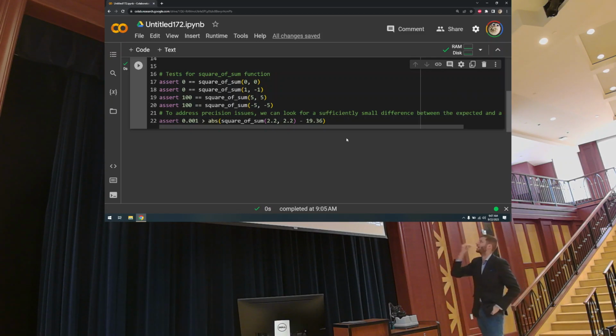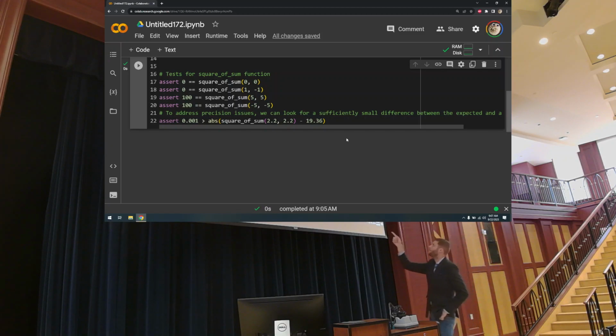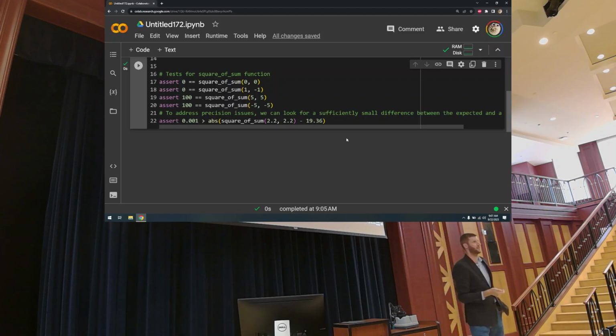So if you look here, I'm checking, okay, square of sum of 2.2, 2.2 should be 19.36, right? It should be. But the problem is there's a floating point number there, and that could cause issues for the computer. So what I do is I take the absolute difference between the two, meaning I don't care if it's positive or negative. I just want to know how different they are. And then I check if that difference is less than some threshold. In this particular example, my threshold was 0.001. I came up with that threshold.